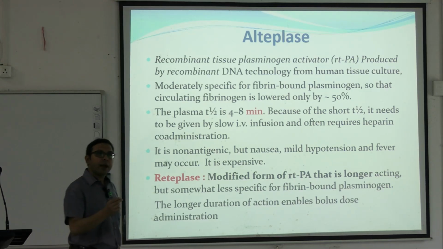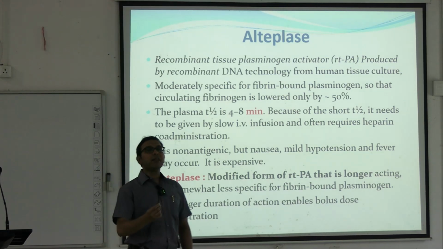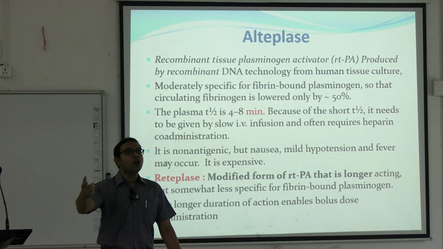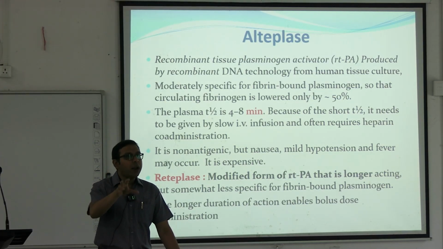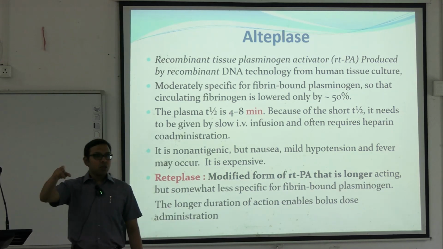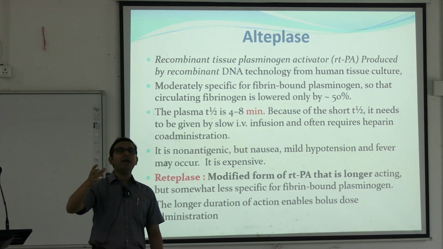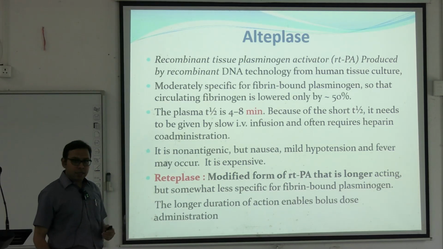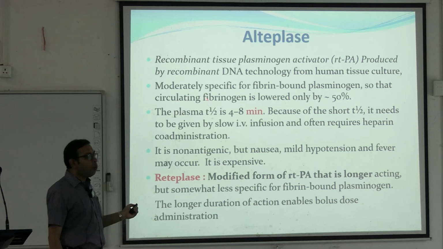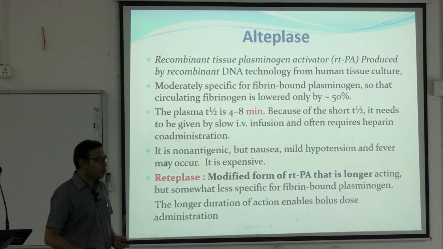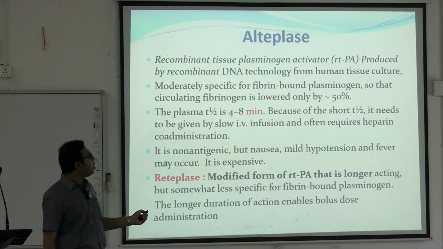Tissue plasminogen activator is synthesized by the vascular endothelium, and it converts the plasminogen already present as a zymogen in our plasma to the active plasmin. We are just recombinantly creating this tissue plasminogen activator, and this is known as alteplase. Alteplase is moderately specific for fibrin-bound plasminogen, that is, it is fibrin specific. Circulating fibrinogen is lowered only approximately 50%.